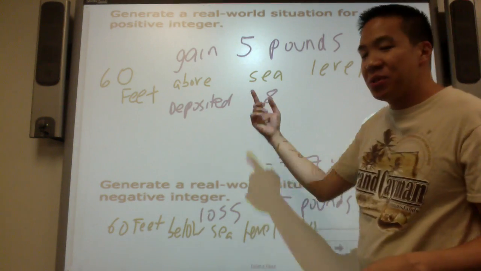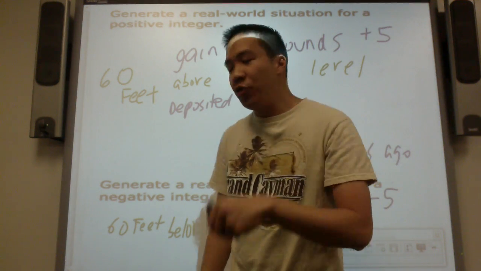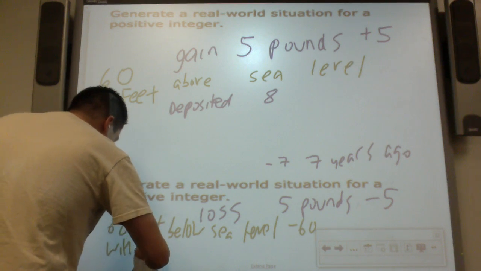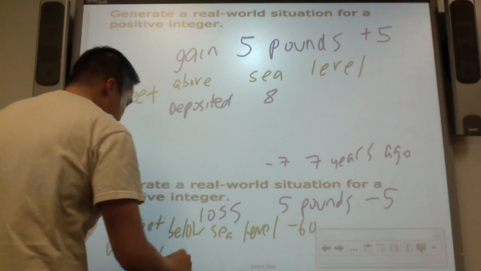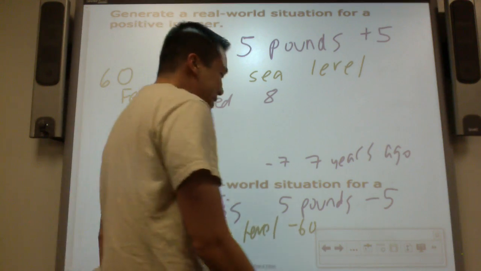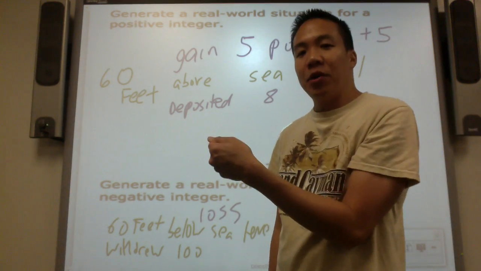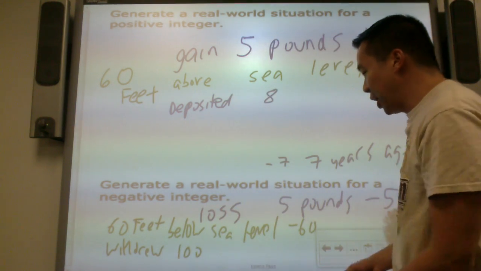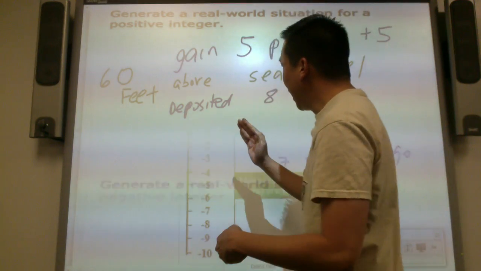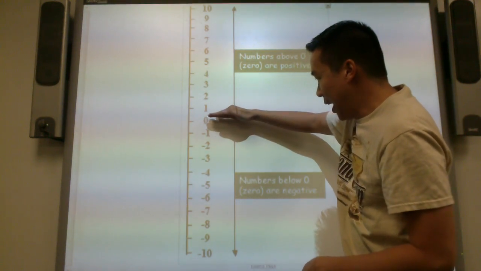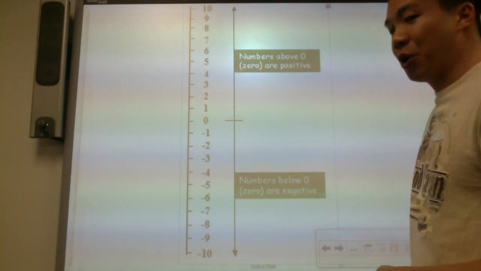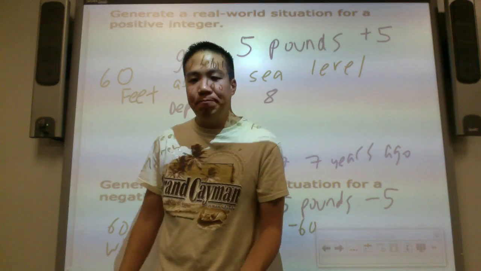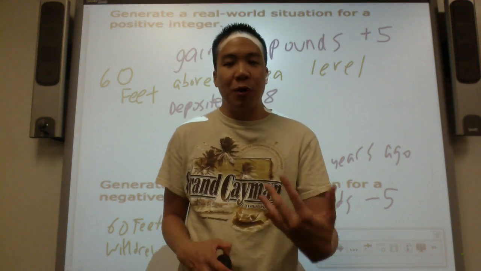Do you know the opposite of the word deposit? Withdrawal. So this one would be, I withdrew $100 from the ATM machine. I put in my ATM card, entered my 4-digit PIN code, and I withdrew $100. So I have my balance, and I took out $100. I would represent it as a negative integer. There are many, many others that represent an integer.